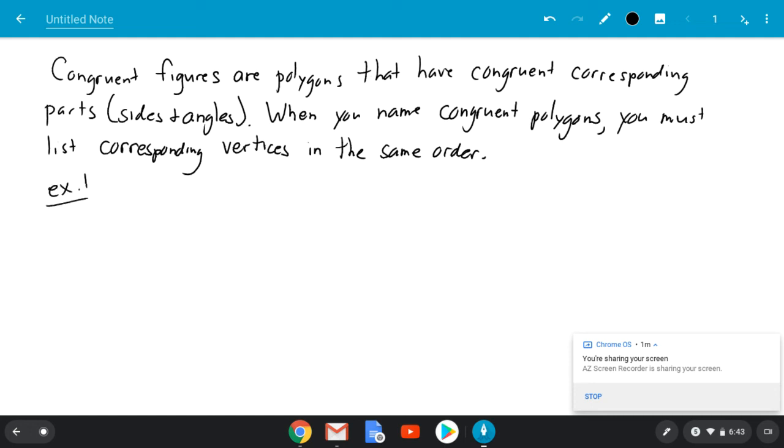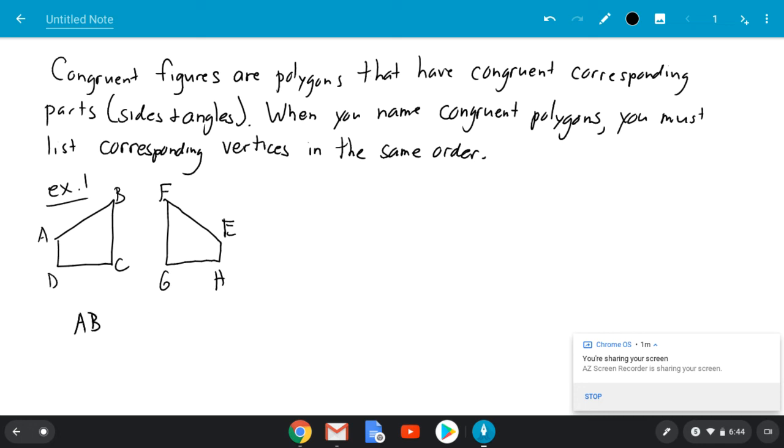So in this first example, we're going to have this drawing here, A, B, C, D, and this drawing here, E, F, G, H, and it says figure ABCD is congruent to figure EFGH. And the problem asks you to name all congruent corresponding sides and angles. Well, let's start with the angles. So angle A is going to be congruent to angle E. Angle B is going to be congruent to angle F. Angle C is going to be congruent to angle G. And angle D is going to be congruent to angle H.